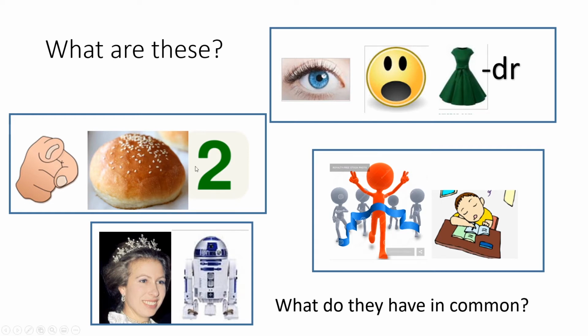Ubuntu, iOS, and that's a dress with a DR missing, so S, I, O, S. That's Princess Anne, so that's Android. And that's Windows. So what do they have in common? They're all operating systems.